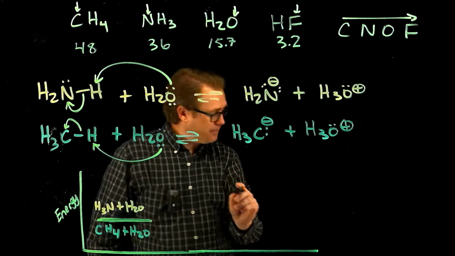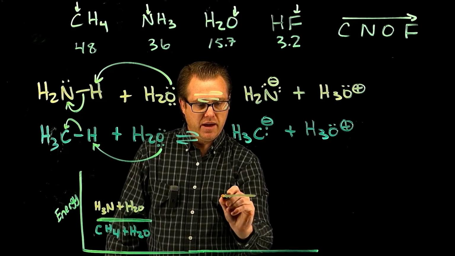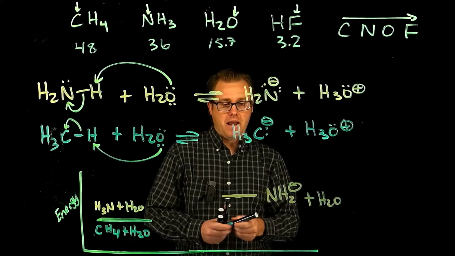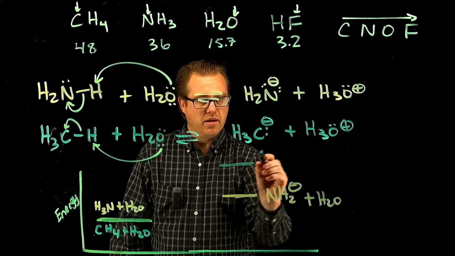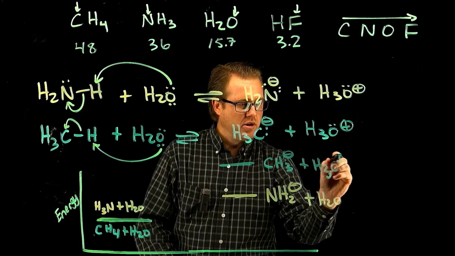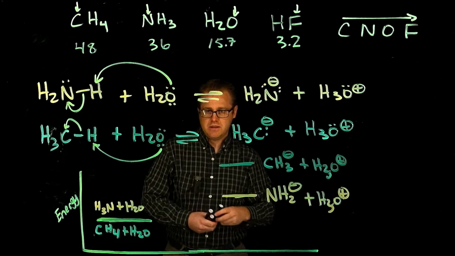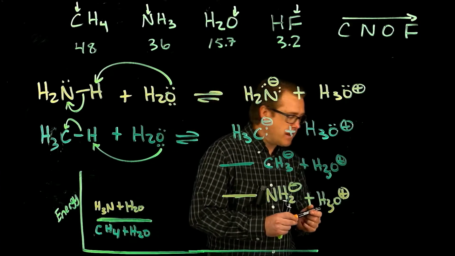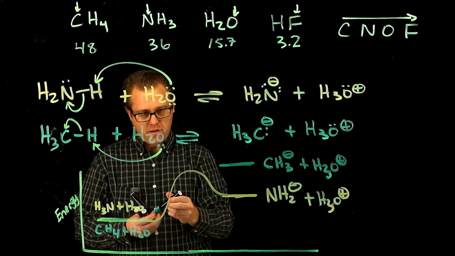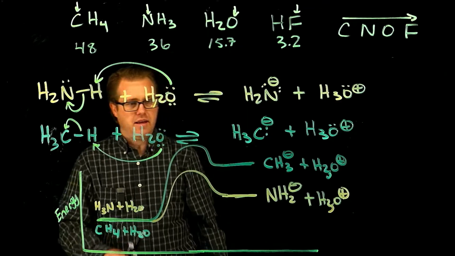And what we see here is the nitrogen. It's going to be about here. So that's our NH2 minus plus water. And then this is going to be right here, CH3 minus plus water. Not water, hydronium. There. So what we have going on here is an energy diagram that kind of looks like this. And then the blue curve like that.